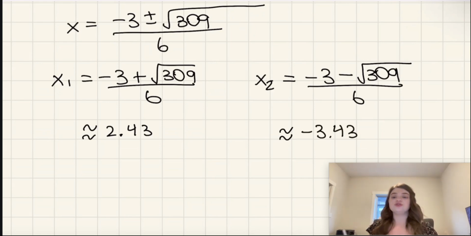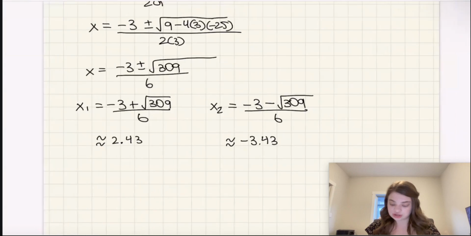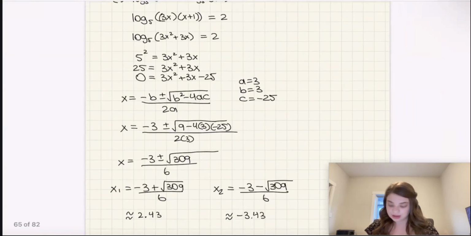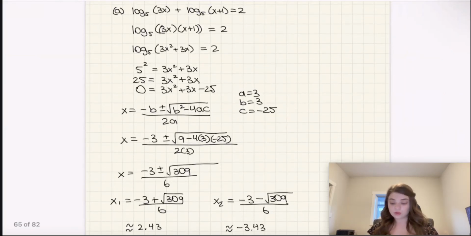So the question is not whether or not one or both of these values are negative, but would either of them result in our original equation not being applicable, right? Do either of them result in either log with a base 5 of 3x having a negative value, or log with a base 5 of x plus 1 having a negative value? And the answer is yes, right?